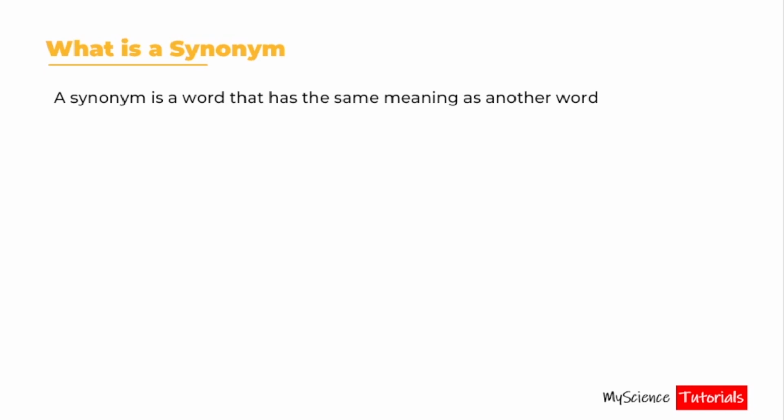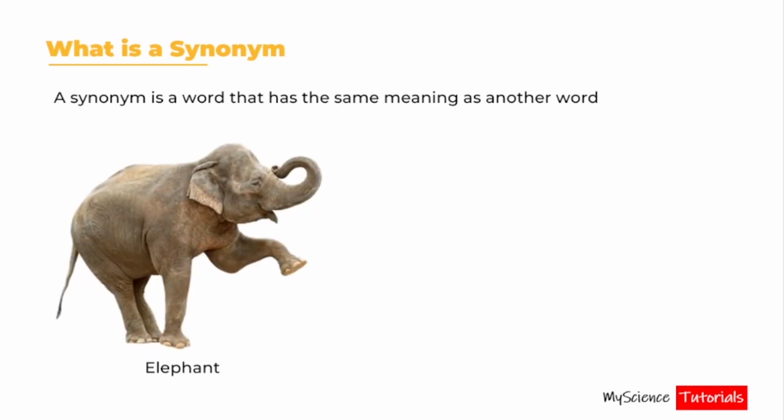So what is a synonym? A synonym is a word that has the same meaning as another word. So you describe something with a word, but then you can use another word to replace the first word and it also means the same thing. So let's have a look at an example.